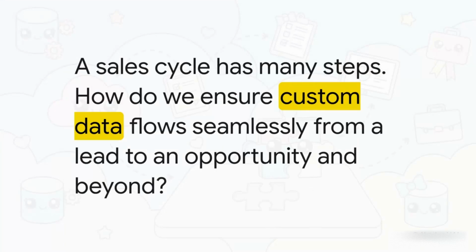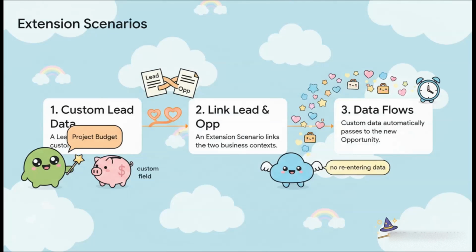So that's awesome for a single process, but let's zoom out. What about the bigger picture? A real sales cycle flows from, say, a lead to an opportunity, and then on from there. How do we make sure our custom data makes that journey smoothly? The answer is a pretty cool feature called an extension scenario.